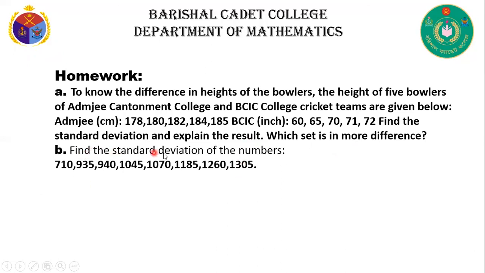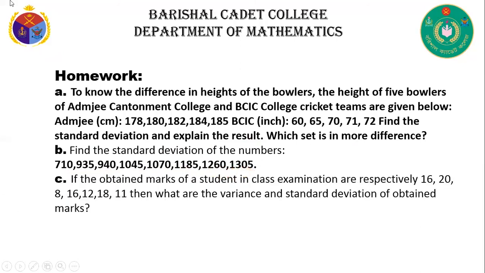Now another question. Find the standard deviation of the numbers 710, 935, 940, 1045, 1070, 1185, 1260, 1305. Now another question. If the obtained marks of the student in class examination are respectively 16, 28, 16, 12, 18, 11, then what are the variance and standard deviation of obtained marks?